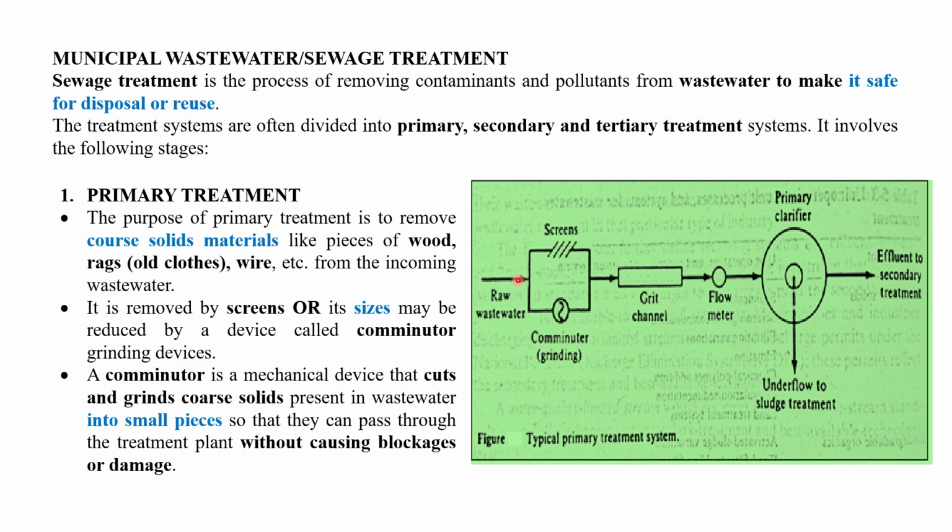So what is going to happen? The raw wastewater enters the plant first through the screens, where the wood, rags, and wires are separated. Suppose the sizes are bigger. In that case, we can use the comminutor grinding devices. What is this comminutor? It is a mechanical device that cuts and grinds coarse solids present in wastewater into small pieces so that they can pass through the treatment plant without causing blockage or damage.